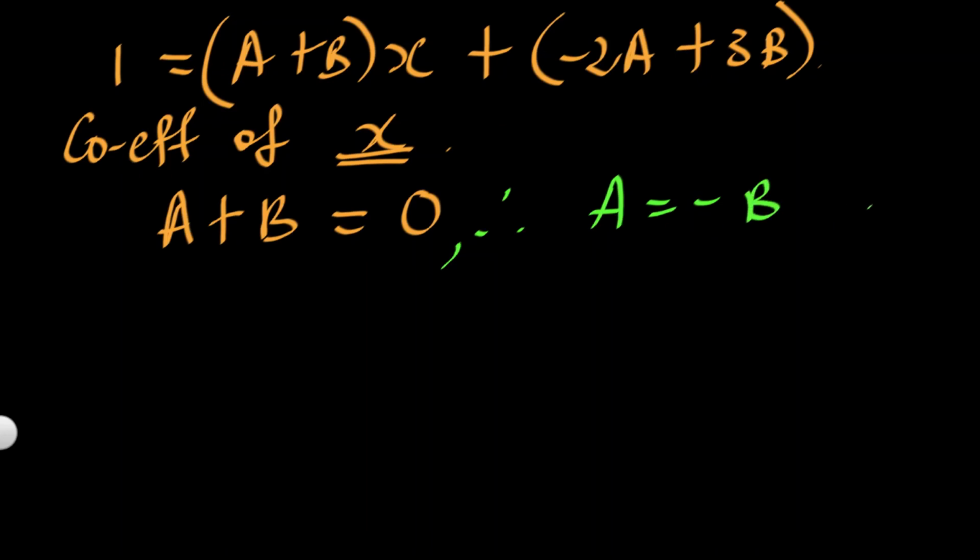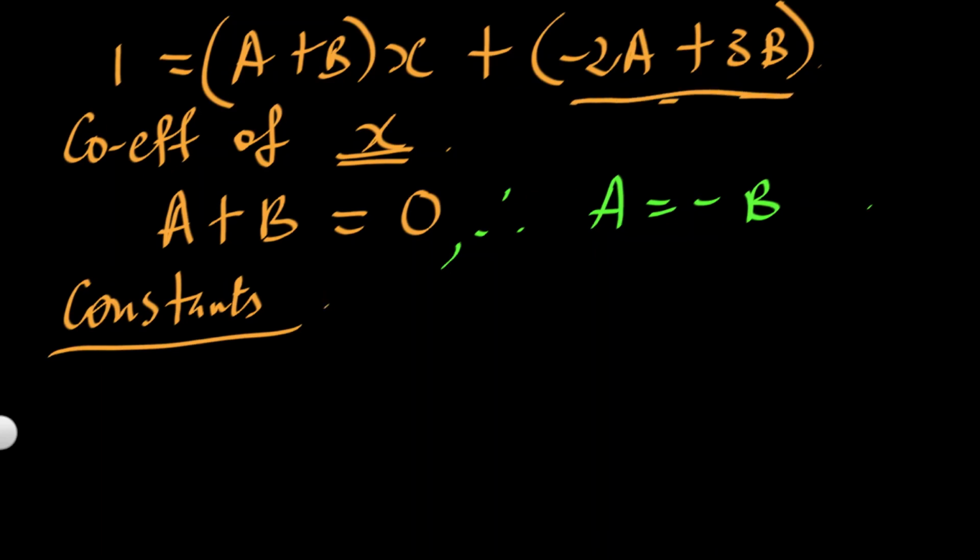Then we go to compare constants. To the right hand side, this is our constant. It's minus 2a plus 3b. That should be equals to 1. Minus 2a plus 3b should be equals to 1 because the constant on the left-hand side is 1. But we know that a is equals to minus b.